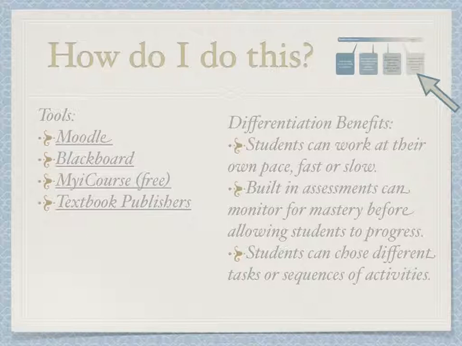So how does this help with differentiation? Well, students can work through the material at their own pace, be that faster or slower. Built-in assessments can monitor for mastery before students progress. So in our ideal world, if a student fails a chapter test in math, for example, they don't move on to the next chapter until they've gone back and relearned what they needed to. In an online course setting, this can happen automatically. Finally, students have the option of choosing different tasks or sequence of activities to accomplish the same end learning goal. And so this lets students whose primary mode of learning is different from others choose tasks that help them learn the best.